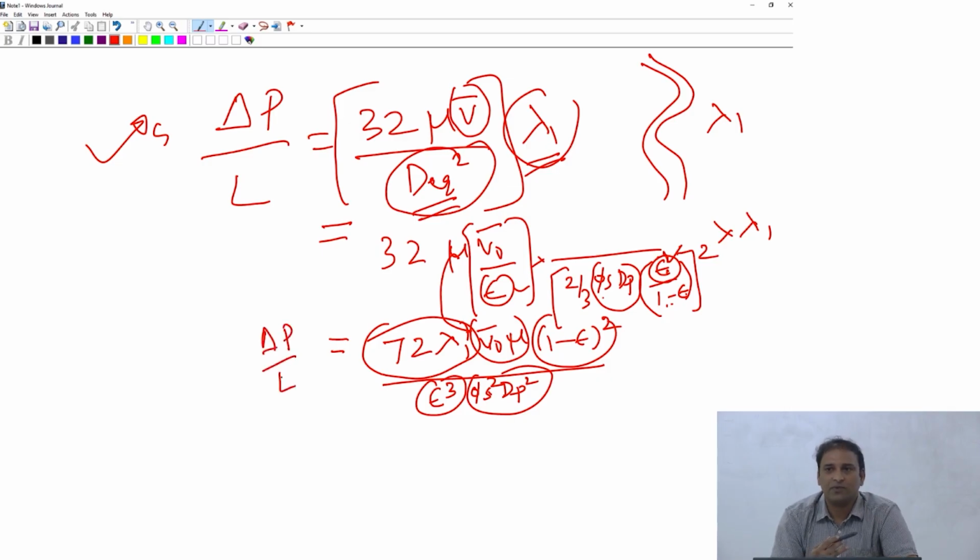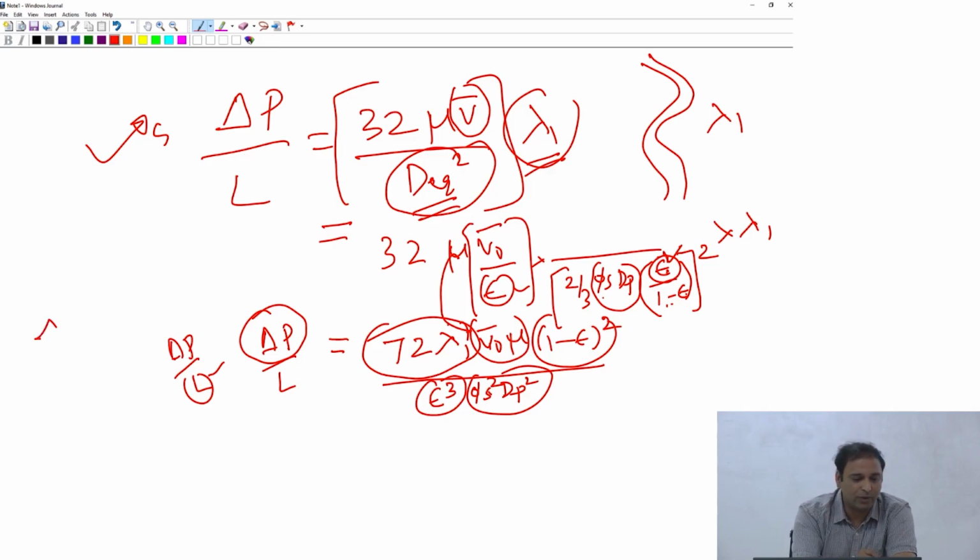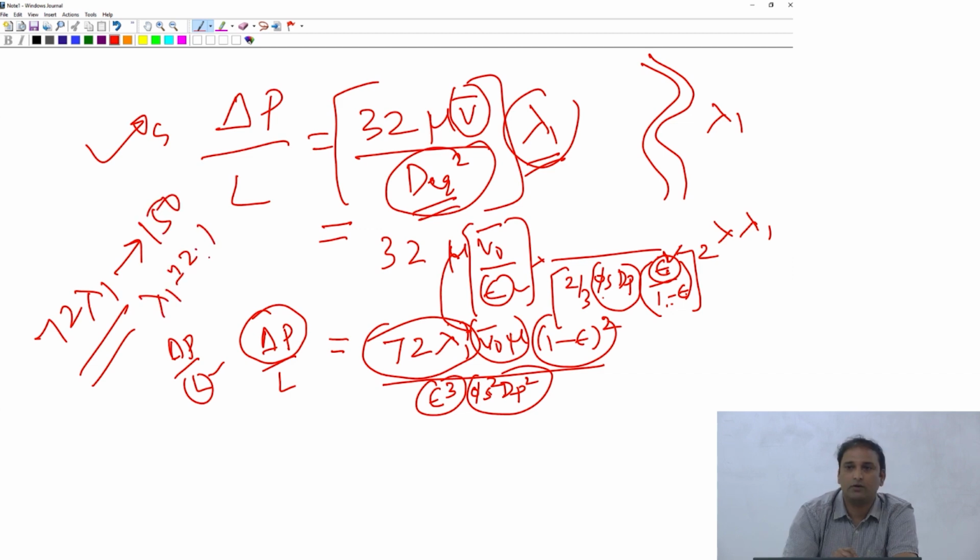If you take columns in which you maintain different delta P's and vary your delta P by L, or if you take columns where you keep your delta P constant and vary L, people have done a lot of experiments using packed beds of different materials, and they have found that this 72 times lambda 1, which is the prefactor, is apparently about 150, which leads to lambda 1 of the order of 2.1.